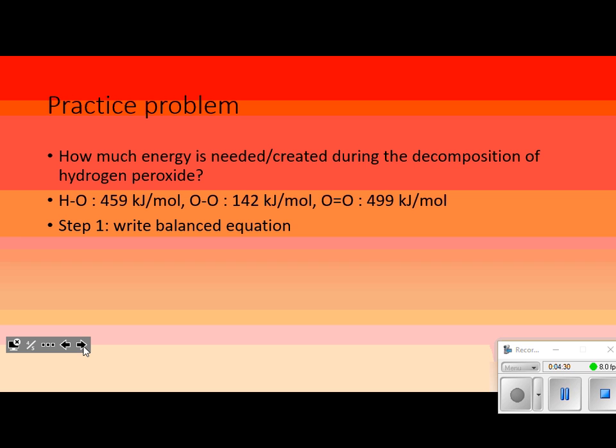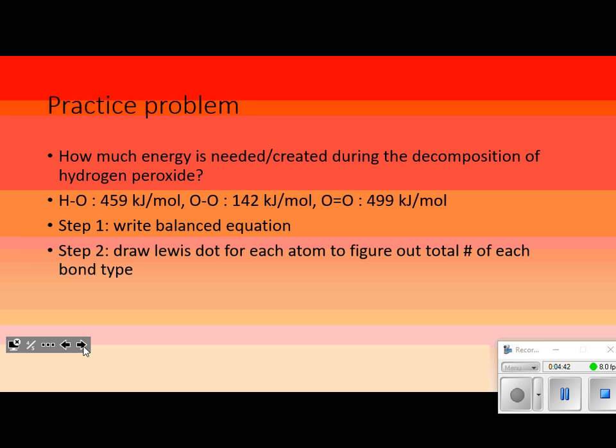However, I'm getting ahead of myself a little bit here. Similar to stoichiometry, if you're given a problem like this, the first step is to balance the chemical equation. Second step is to draw the Lewis dot for each atom, because you need to figure out the total number of bonds for each thing. And then is our equation. This is the summation symbol: the sum of the bond energy of the reactants minus the sum of the bond energy of the products.